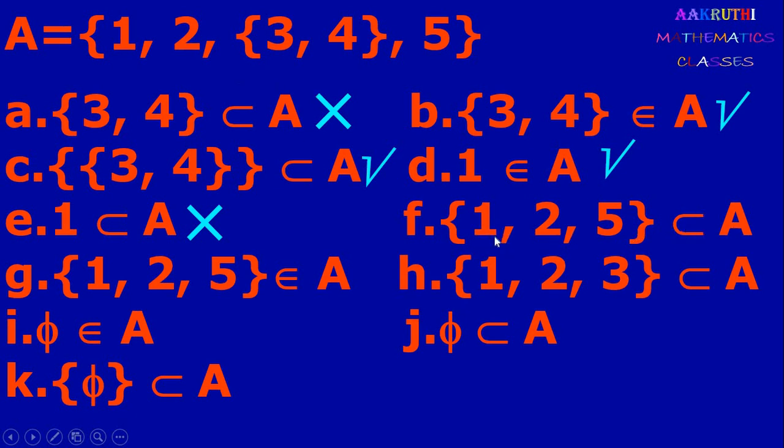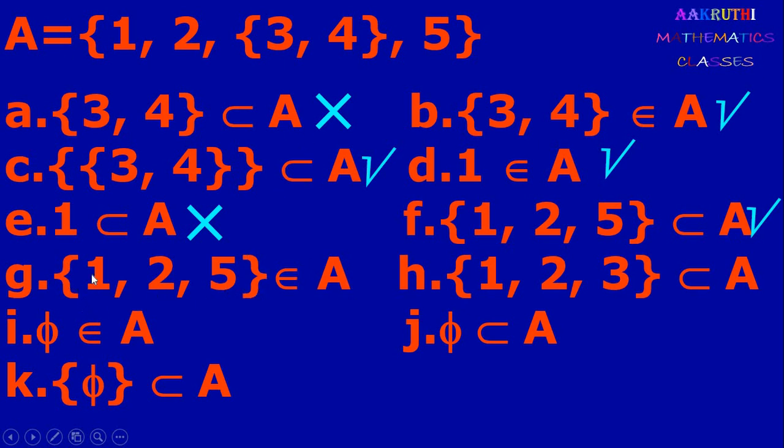Now here you check whether 1, 2, 5 are all present in A also. Yes, here 1, 2, 5 all these elements are present in set A also. Therefore {1, 2, 5} is a subset of A. It is correct. Next, it is set {1, 2, 5}, it belongs to A.